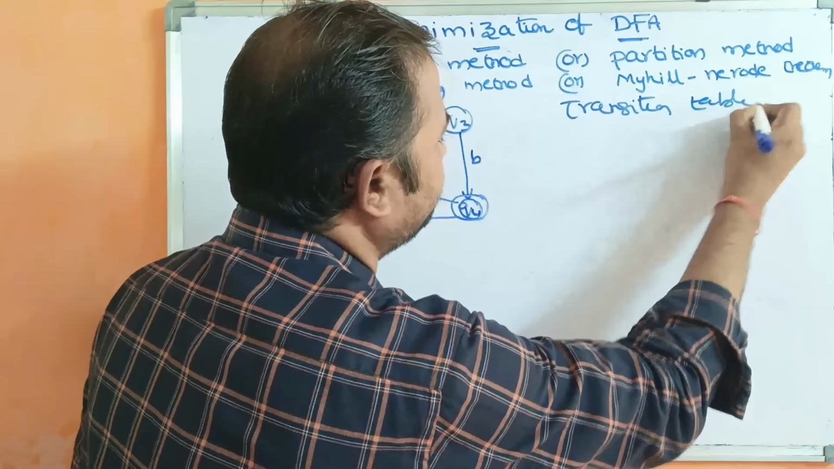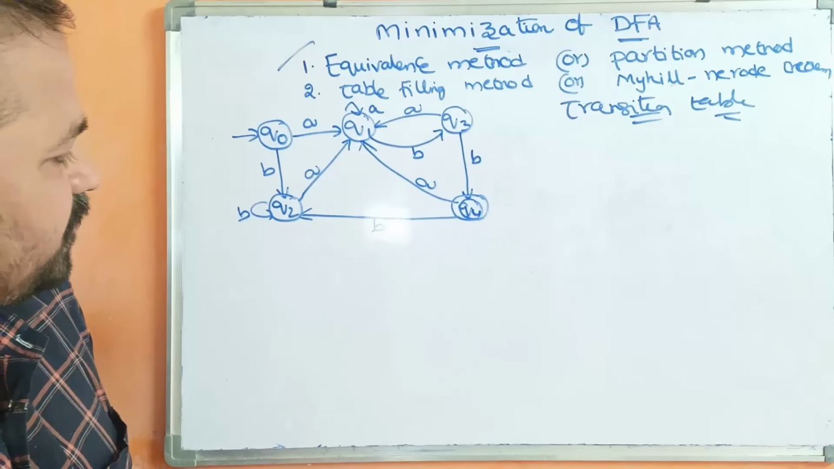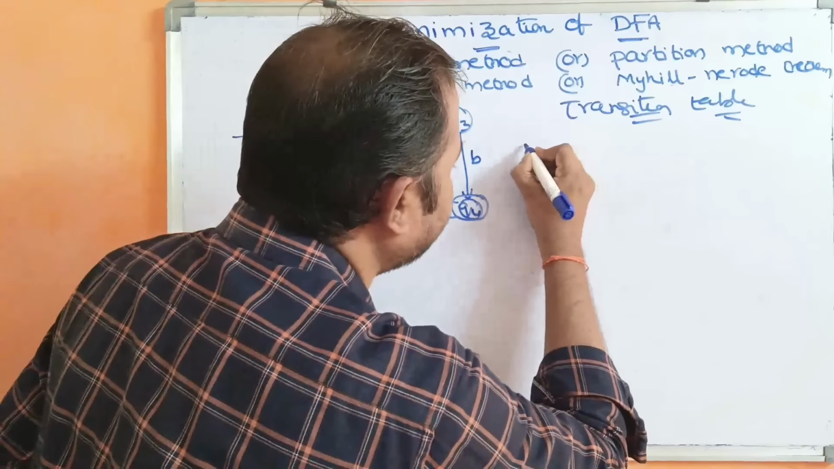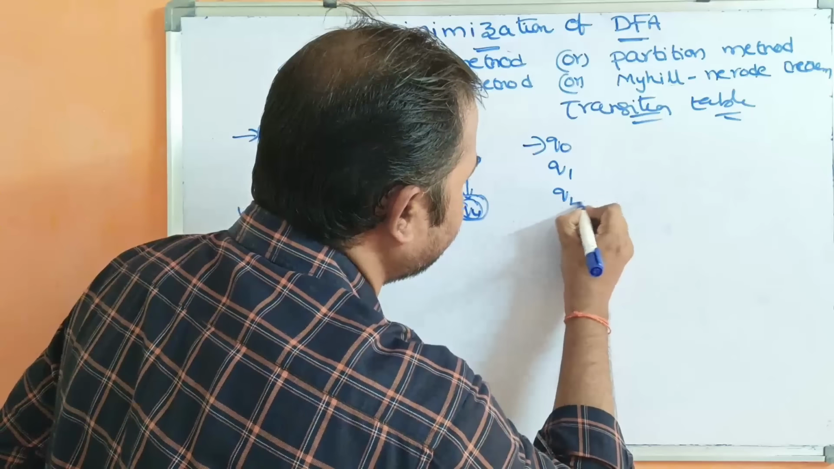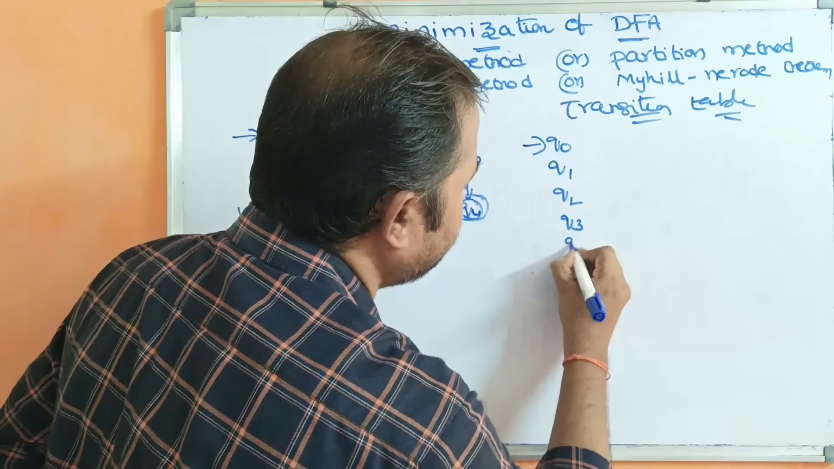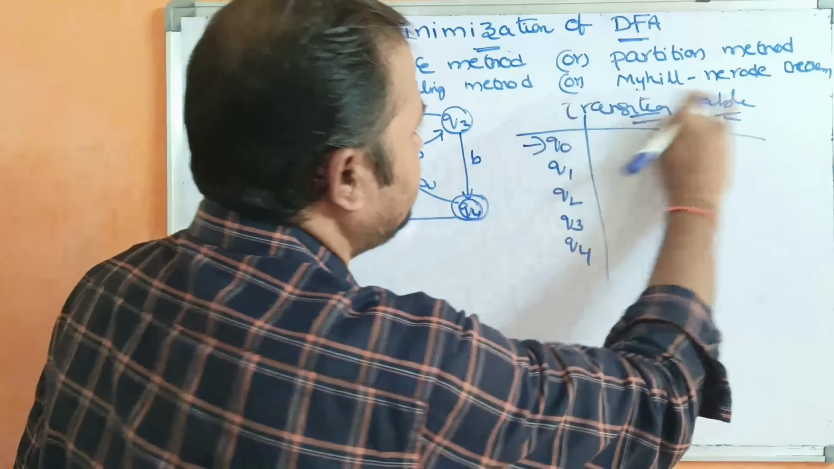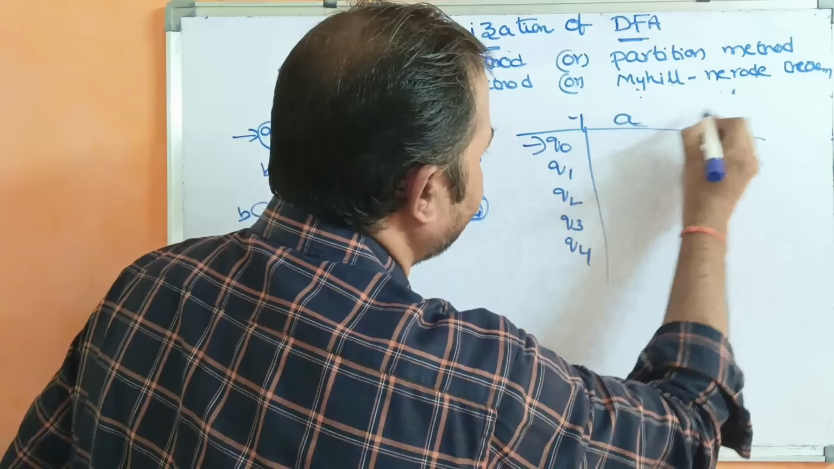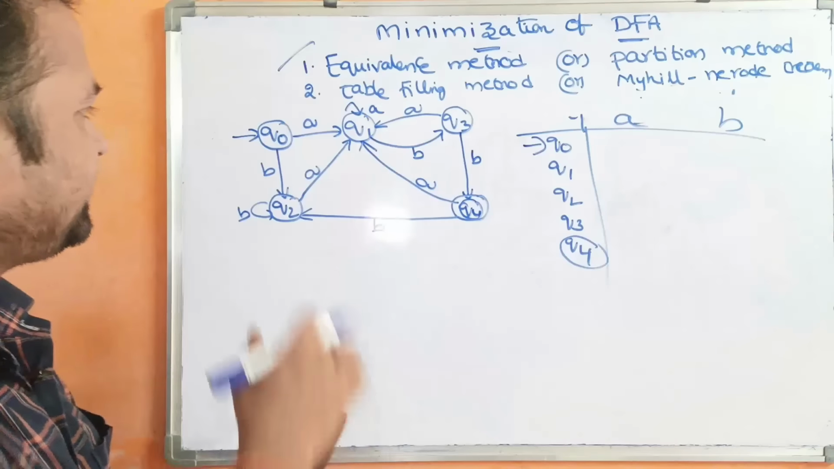In this table, the states are Q0, Q1, Q2, Q3, Q4, where Q0 is the initial state and Q4 is the final state. So these are the states. Here we are constructing the transition table. Input symbols are A and B. Q0 is the initial state, Q4 is the final state.